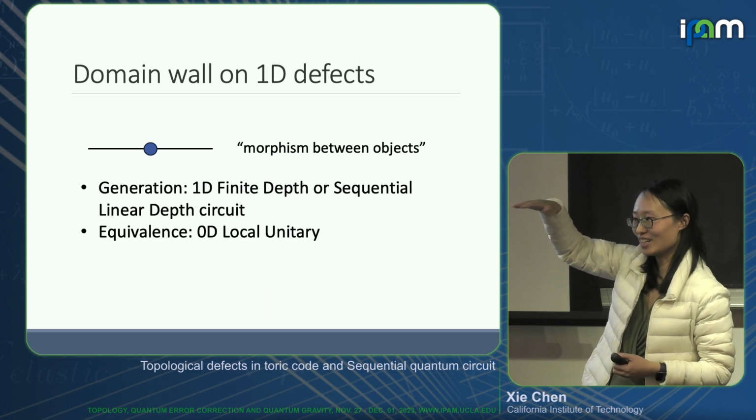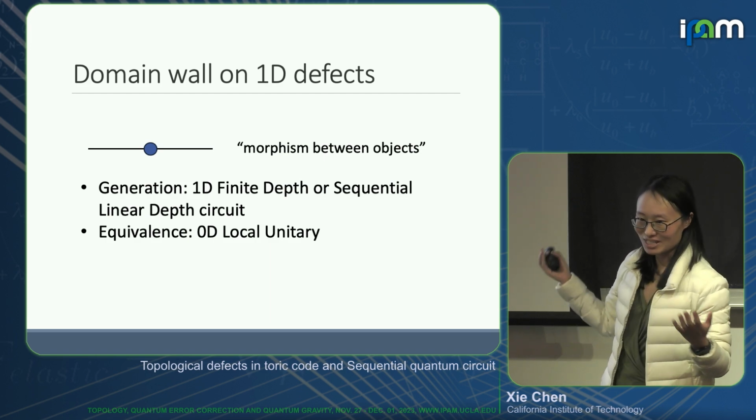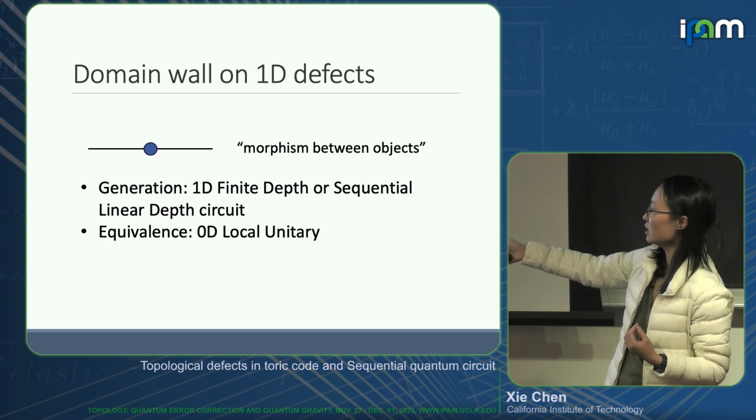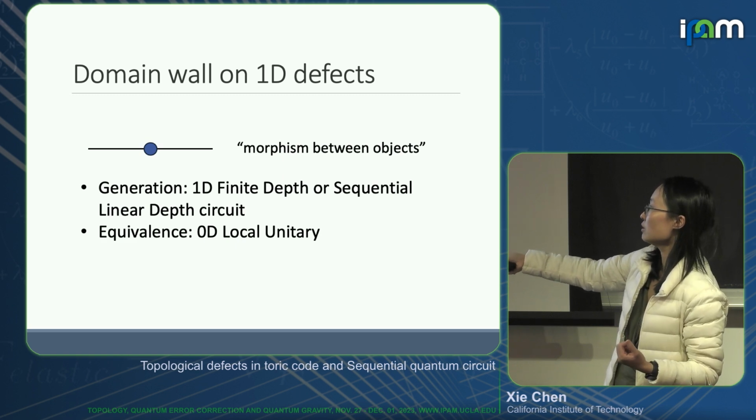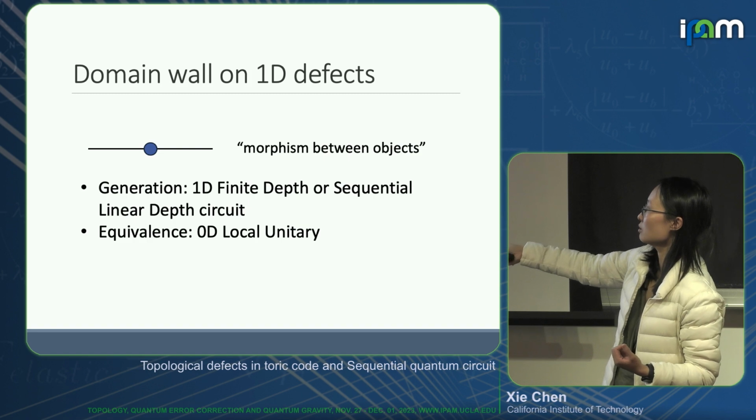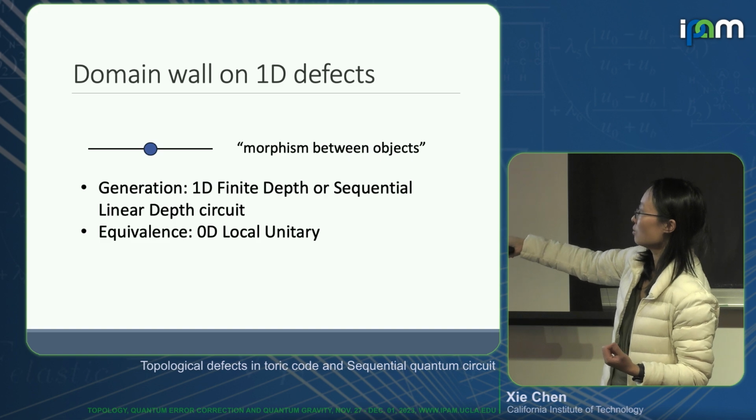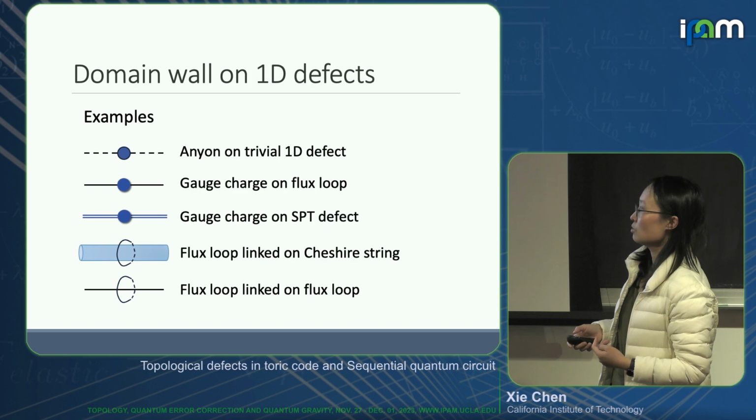And then according to the higher category structure, we need to talk about domain walls, their morphisms. And the morphisms are actually simple again because they're back to zero dimension, right? We're talking about zero-dimensional objects on top of one-dimensional things. And their generation and equivalence are back to what we had for, let's say, anyons. Their equivalence is given by zero-dimensional local unitary, and generation is given by one-dimensional finite depth or sequential circuit, with a one-dimensional circuit.